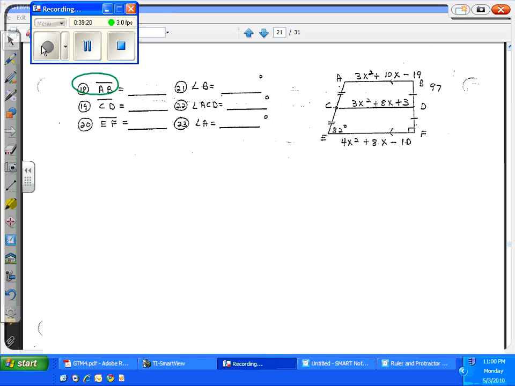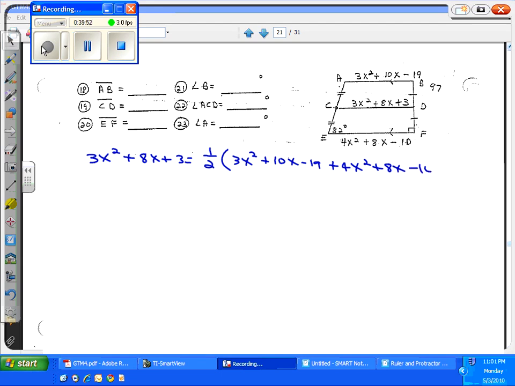But let's go back and see if we can get it right this time. Okay, so what we have is median 3x squared plus 8x plus 3 is equal to 1/2 the sum of the bases, upper base 3x squared plus 10x minus 19 plus lower base 4x squared plus 8x minus 10. We're going to combine like terms.